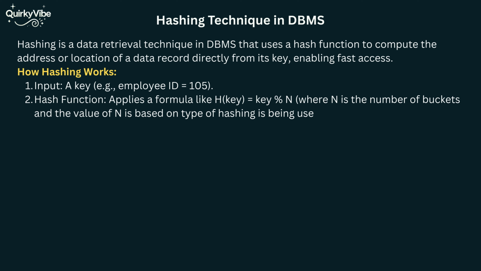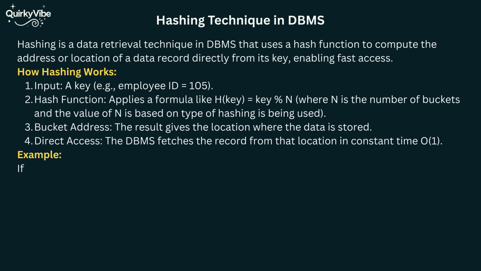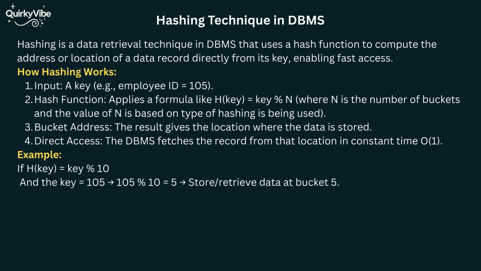Bucket address: the result gives the location where the data is stored. Direct access: the DBMS fetches the record from that location in constant time, O(1). Example: if h(key) = key % 10 and the key equals 105, then 105 % 10 equals 5, so store or retrieve data at bucket 5.